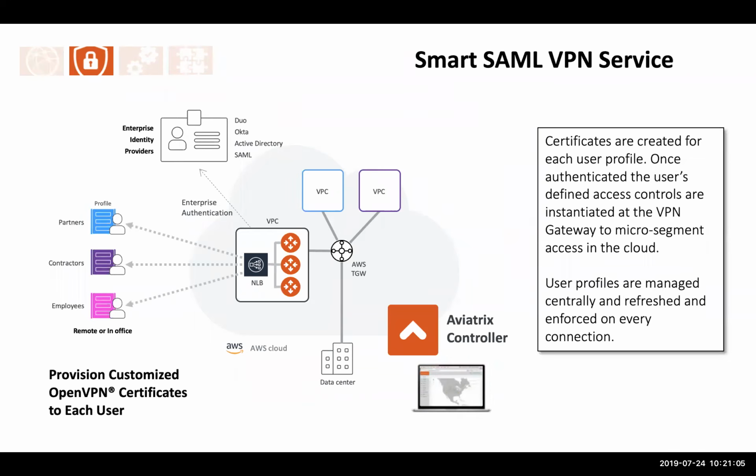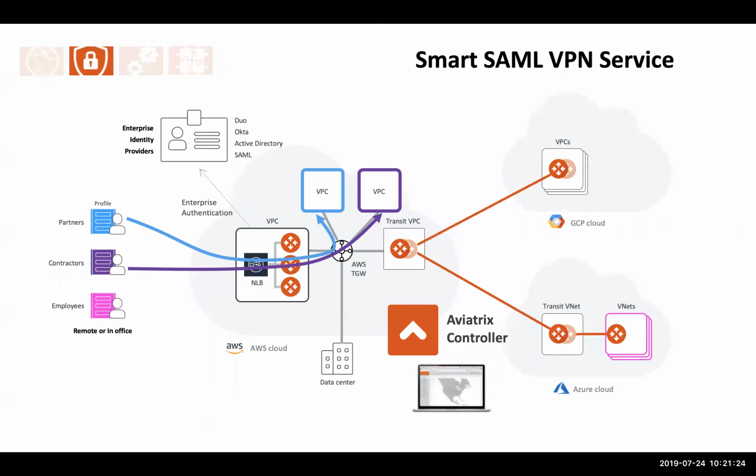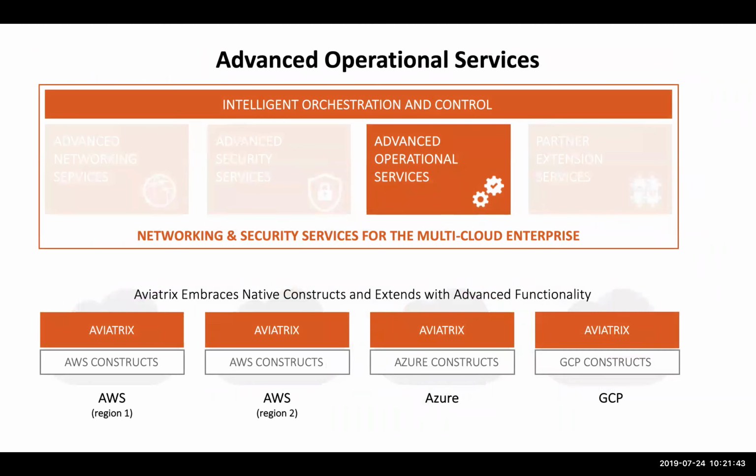Then you provision customized OpenVPN certificates to each user, and then those users have access to very specific things. So this particular user can only access the partner VPC, for instance. This contractor can only go into the partner VPC. And then finally, having the ability to access multi-cloud resources wherever those are. And we have all of the monitoring capability, all of the logging capability to understand what people are doing over that VPN connection as well. So now let's look at some of the operational services.